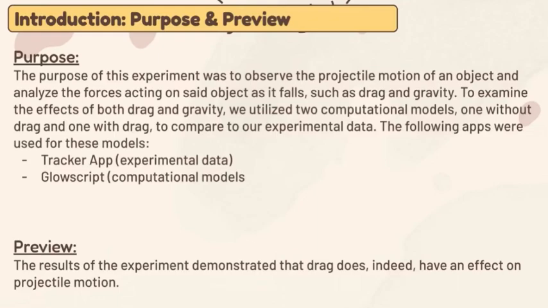The purpose of this experiment was to observe and analyze the projectile motion of an object and identify the forces acting on it. We did this using the Tracker app, which served as our experimental data, and GlowScript, which we used to create two computational models, one with drag and one without. As a preview of our experiment, we found that drag does, in fact, affect an object as it falls.